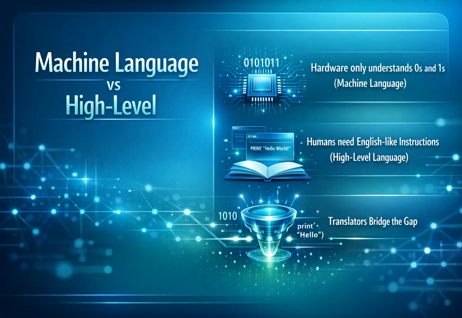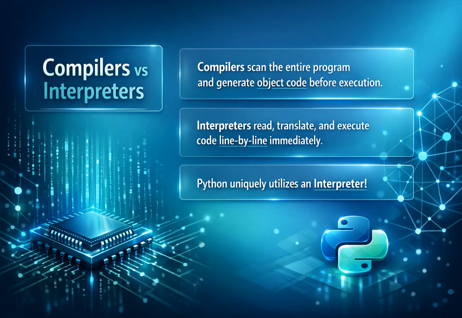A language translator then converts our code into machine language. There are two types of translators: compilers and interpreters. A compiler translates the entire program at once before running it, while an interpreter translates and executes one statement at a time. Python uses an interpreter, so errors are caught immediately line by line.